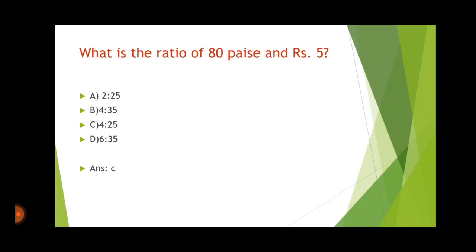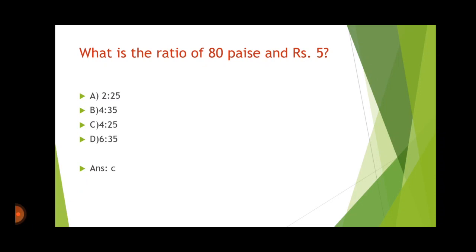And that was our last question. Our final question: what is the ratio of 80 paise and rupees 5? And the answer is given here as option C. I will tell you the steps for this solution.